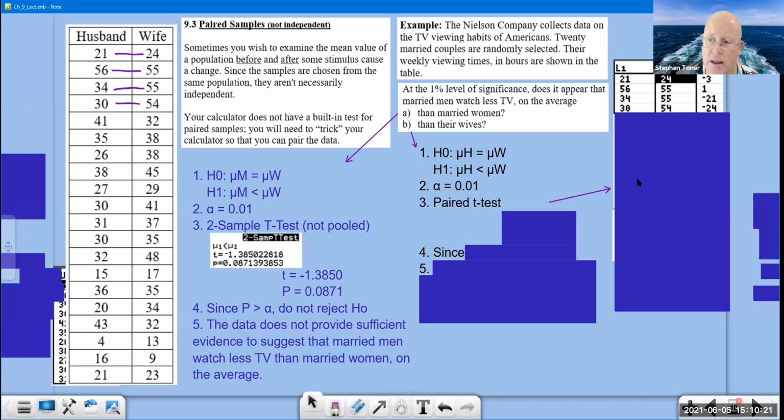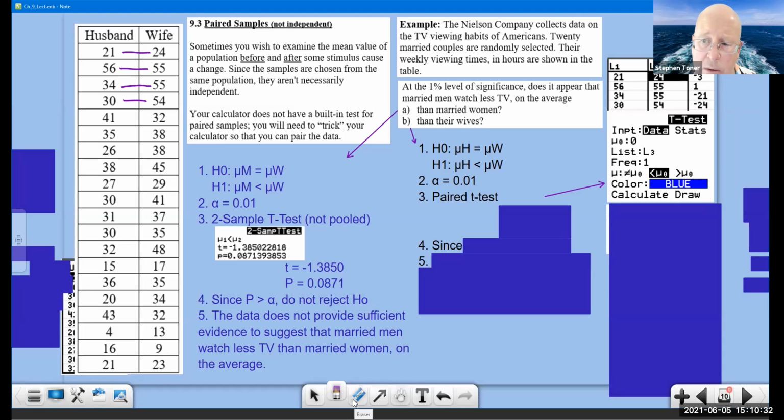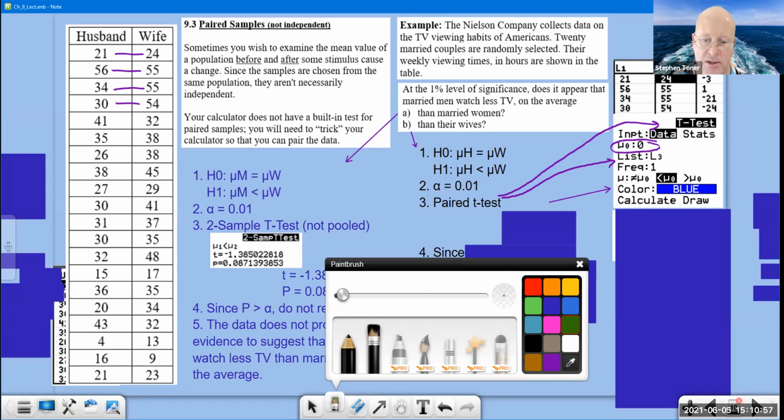I told you that we are going to go into our calculator and highlight these different things. When you do a paired t-test, you will do a t-test. It will be a t-test on list 3, and you will always use mu 0 equals 0. Now let me explain why we use mu 0 equals 0. Some of you don't need the explanation. It's just, yeah, because you said so.